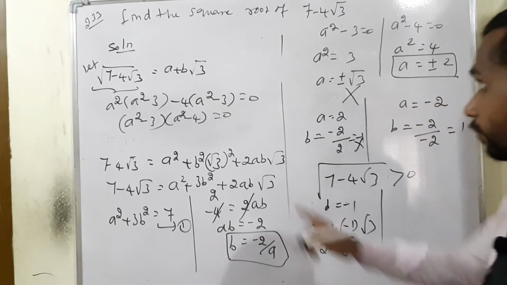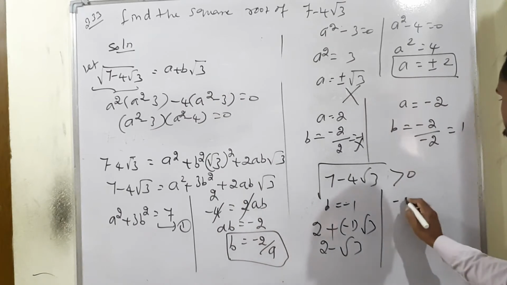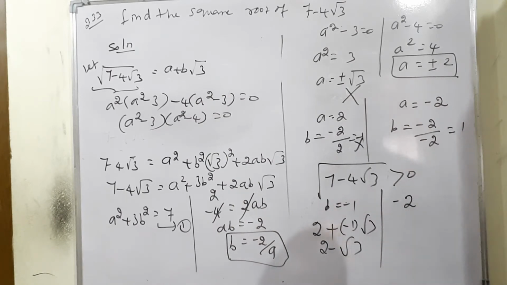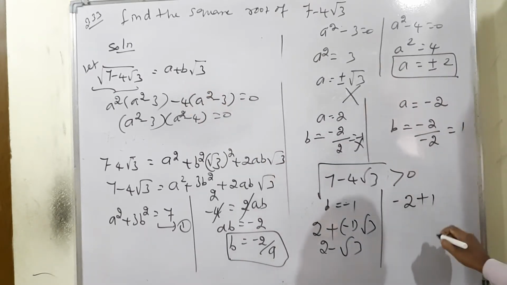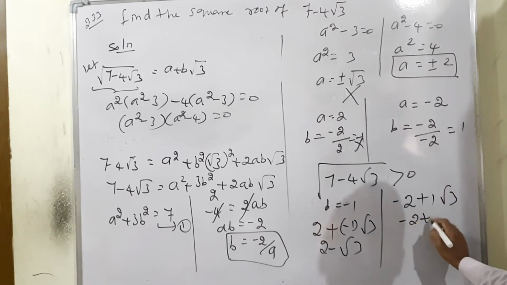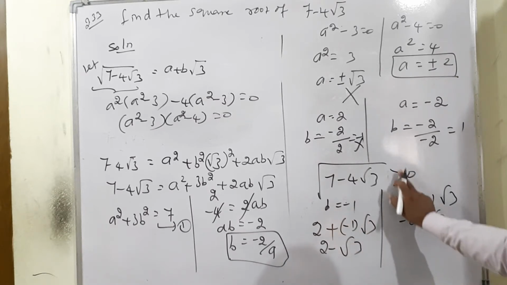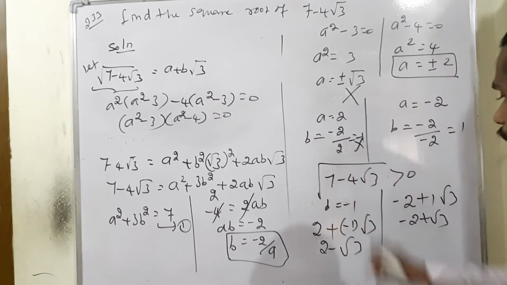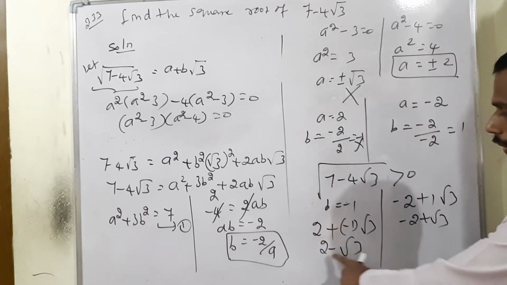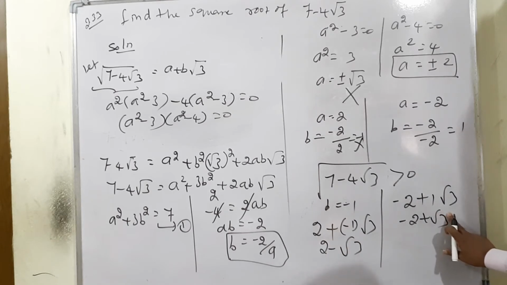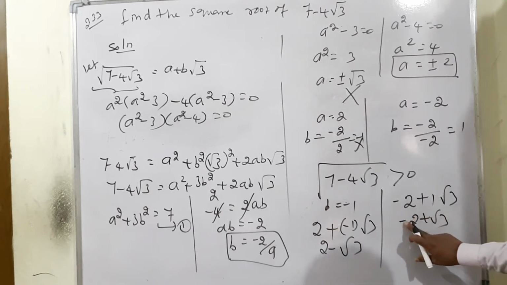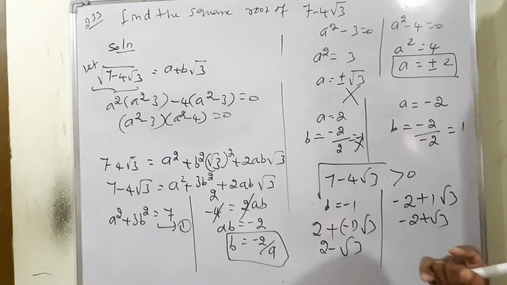Next answer, a we have minus 2, then next condition, plus b is equal to 1, 1 into root 3. So minus 2 plus root 3. After simplification, we need the solution greater than 0 because of the square root. 2 minus root 3 is 0 point something, so definitely we will get a positive value. But minus 2 plus root 3 means 1 point something minus 2, so a negative value only will come.